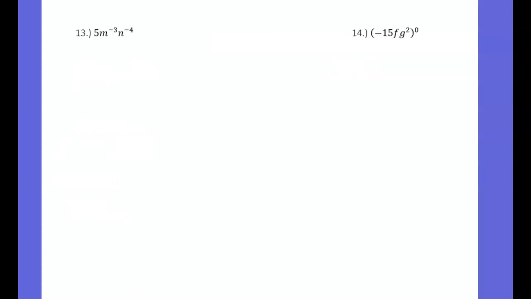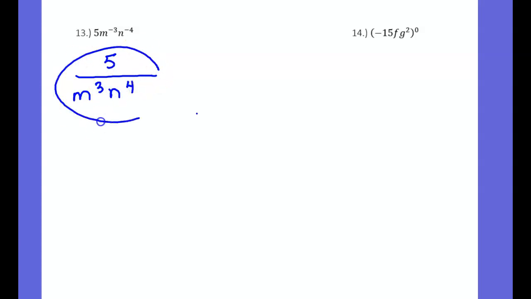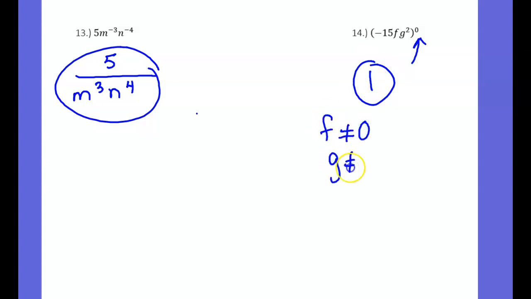Okay, so looking at this, I'm going to take each of the factors, and I see negative exponents in there, so I'm just going to move them to the bottom, like that. There's my answer. Okay, 14, it's to the 0 power, so I'm just going to give you an answer of 1. Okay, in that case, f cannot be equal to 0, and g cannot be equal to 0. Okay, because that would make the whole thing equal to 0.